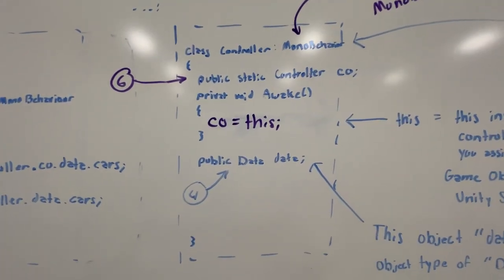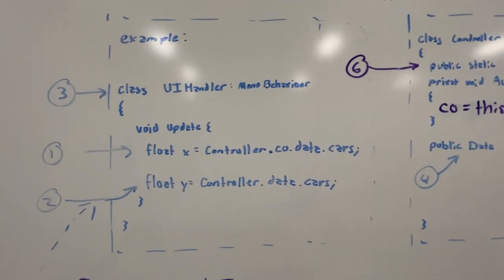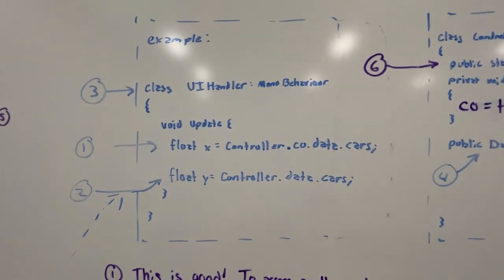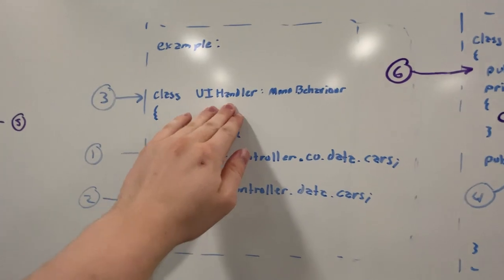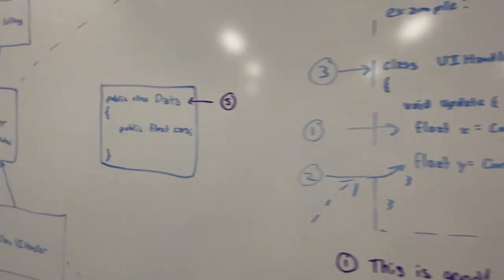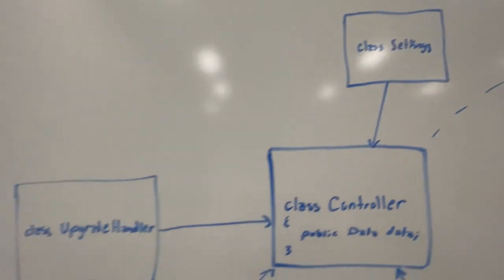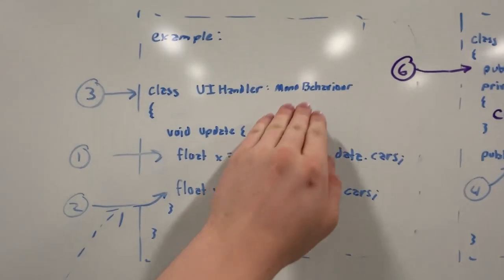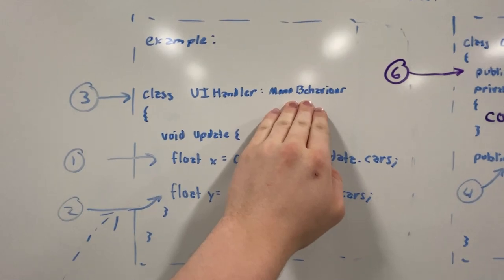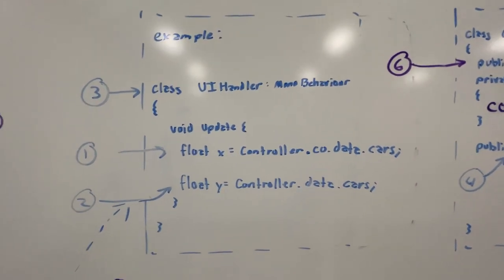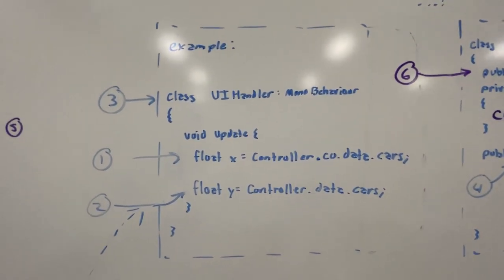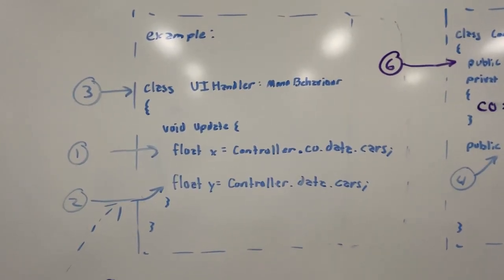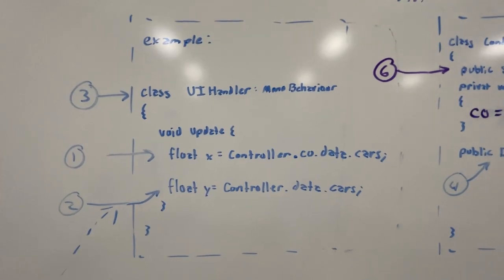Let's take a look at this one to the left, which is going to be our UI handler. This isn't doing anything related to UI at the moment. This could literally be any other class. It could be our settings, upgrade handler, achievements, and so on. Note, UI handler does implement MonoBehaviour because we want this script to update the UI in Unity. So that's text, images, other game objects, scroll rects, etc.